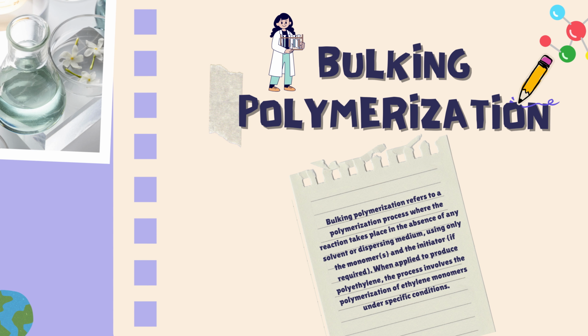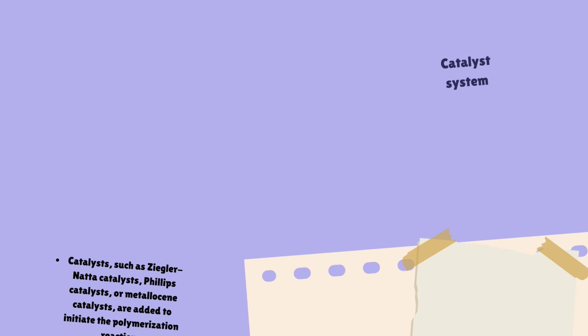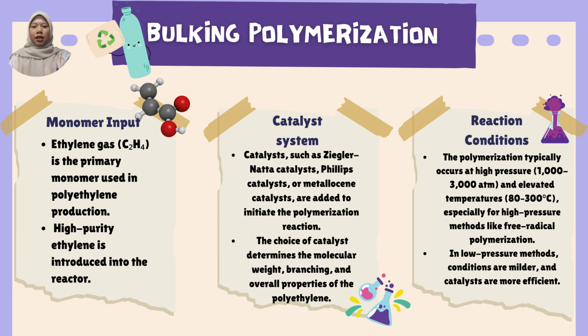Next is bulk polymerization. Bulk polymerization refers to a polymerization process where the reaction takes place in the absence of any solvent or dispersing medium, using only the monomers and the initiator if required. When applied to produce polyethylene, the process involves the polymerization of ethylene monomers under specific conditions. These are the steps of bulk polymerization.